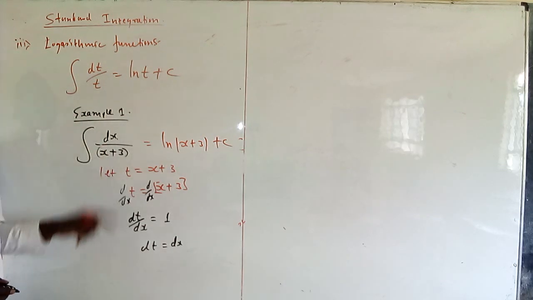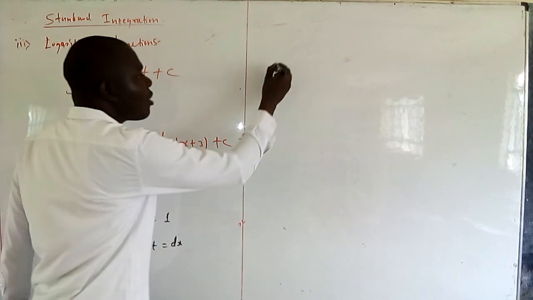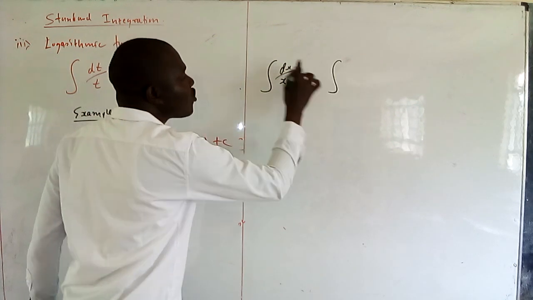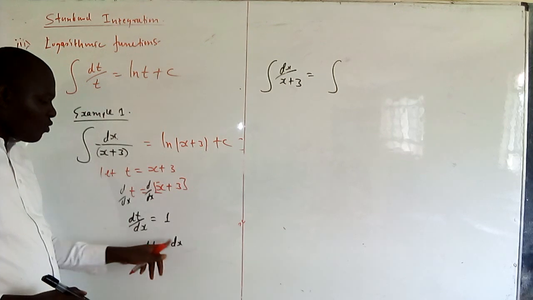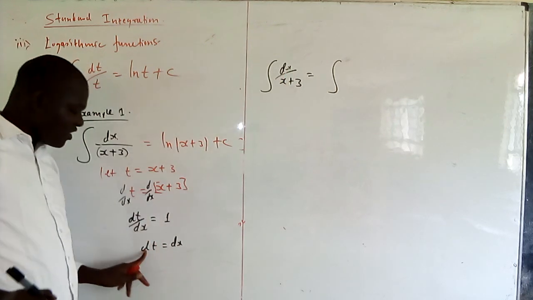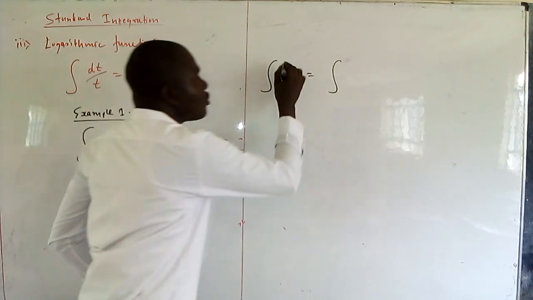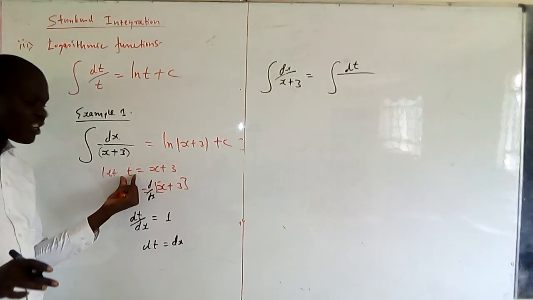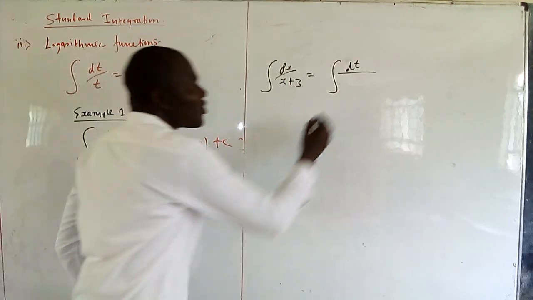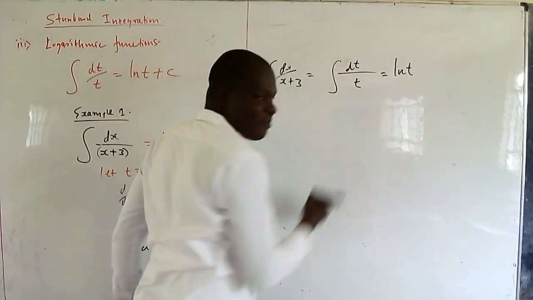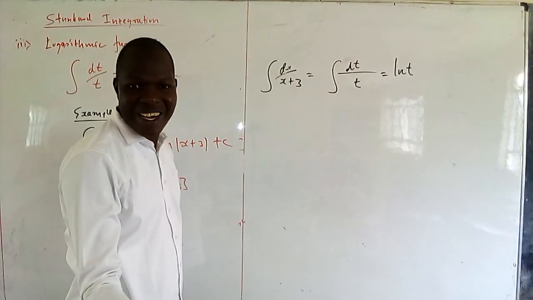Then you automatically go back to algebraic substitution. So your problem is dx over (x plus 3), where there is dx, we put dt. Dx is the same as dt. So where there is dx, we put our dt over (x plus 3). X plus 3 is the same as t. So at the end, you have dt over t, which is the same as ln of t if you integrate, isn't it?